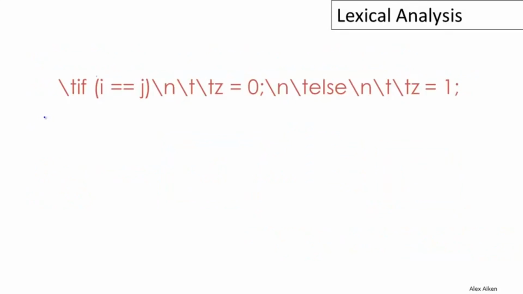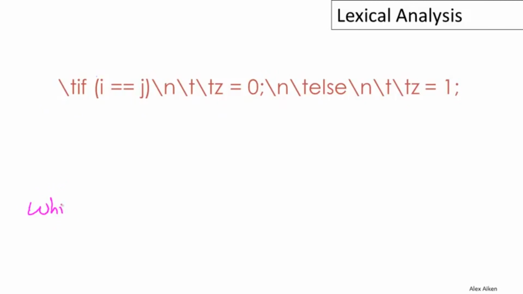Let's return to the example from the beginning of the video. Here it is written out as a string. And our goal now is to lexically analyze this fragment of code. We want to go through and identify the substrings that are tokens and also their token classes. So to do this, we're going to need some token classes. So let's give ourselves some of those to work with.